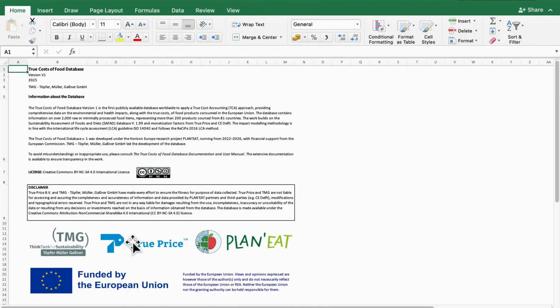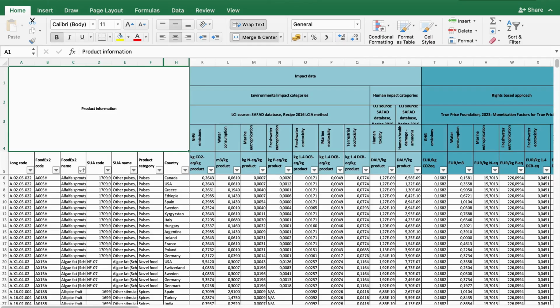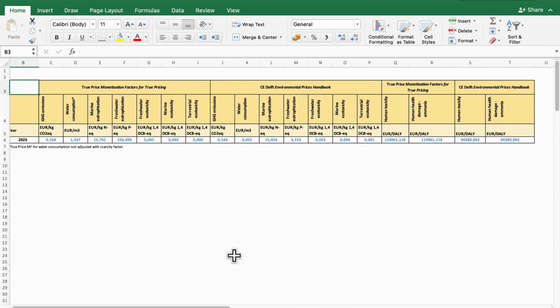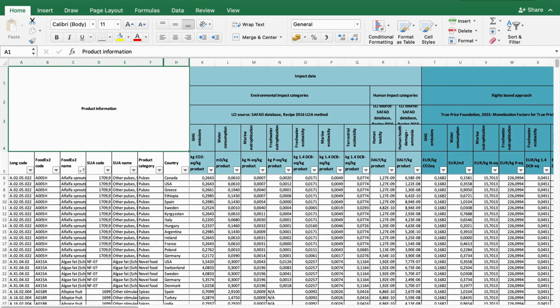So when you download the database onto your computer, you'll find this Excel spreadsheet with 4 sheets. First of all, just some information about the database, then the database itself, some key terms, and finally the monetization factors. So the database itself is structured as followed.